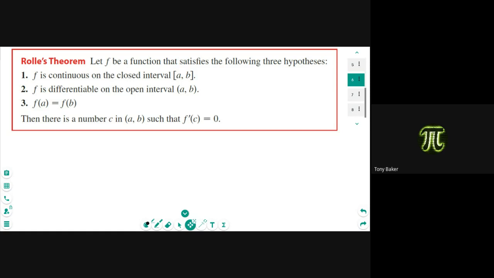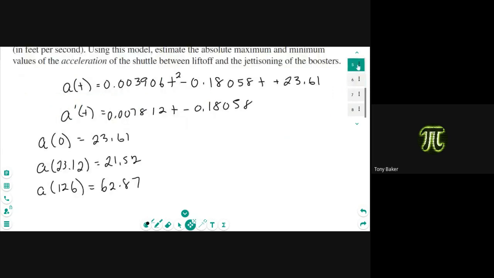All right. Next. So there's a couple other theorems we're going to look at today. Actually, you know what? Before we go into Rolle's theorem, I want to do one more of those problems. Number 40. All right, before I go into this one, I'm going to do one more problem.